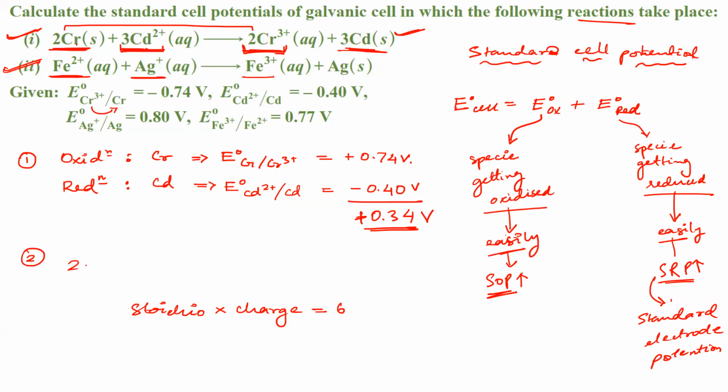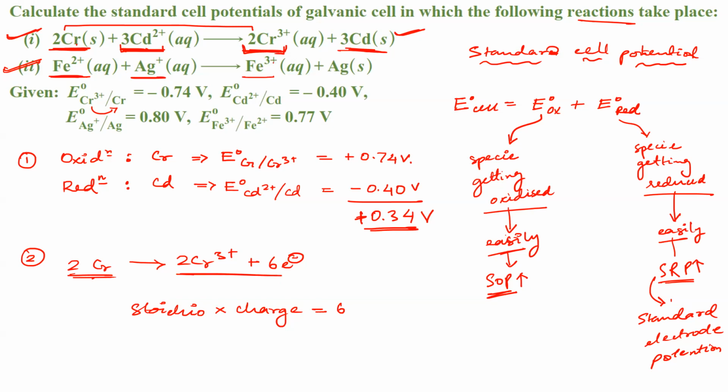So you are having 2 Cr. It is giving me 2 Cr 3 positive. That means from each Cr we are getting 3 electrons, right? And since we have 2 Cr, that means we are getting 6 electrons. So this is how you calculate from the reaction.